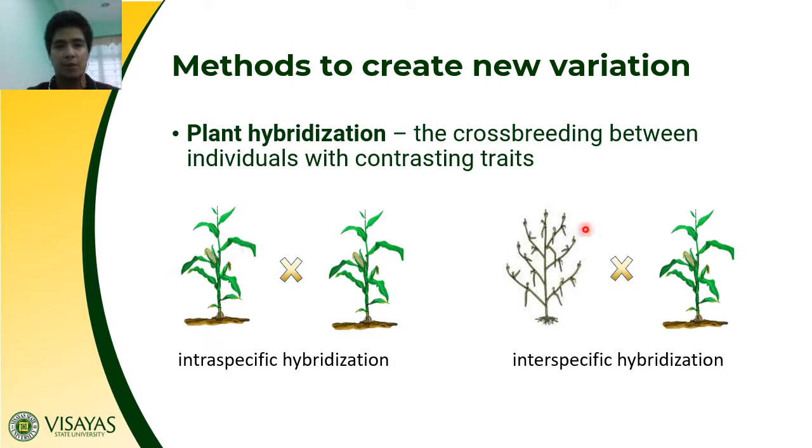There are two ways to hybridize. You can do intraspecific hybridization. From the word intra, it means within, so within species. If you cross two genotypes of the same species of corn, then you are doing intraspecific hybridization. On the other hand, if you cross two individuals coming from different species, for example teosinte and our modern corn, then that's interspecific hybridization. These two types of hybridization have been used by breeders to create new variation, or to introduce new genes from wild species to increase the genetic variability of their material.